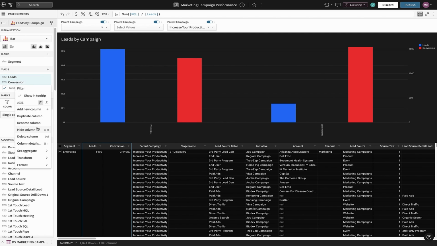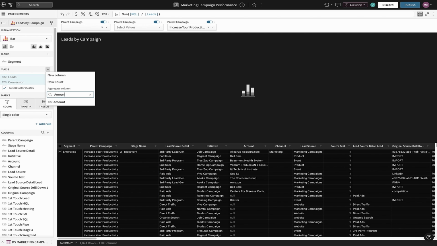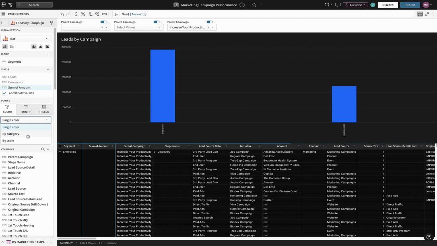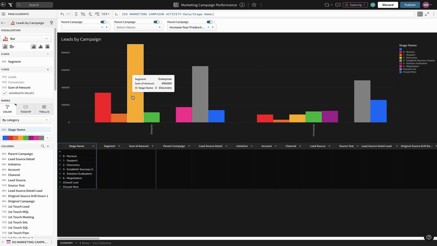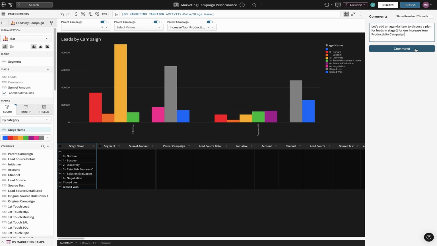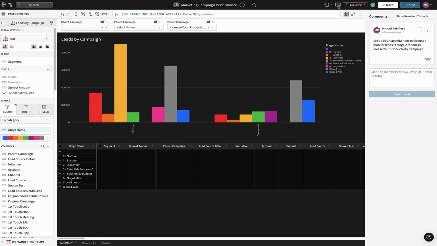Let's find out. We can hide the current metrics and add the opportunity amount broken out by stage within the same visualization. It looks like enterprise has a large portion of revenue stuck in stage 2. Let's share this observation with others who are exploring this workbook by adding a comment.